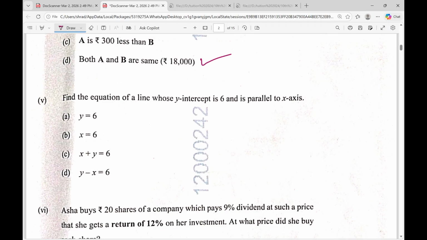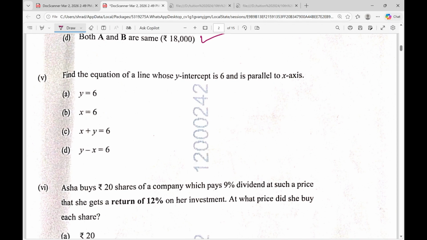Next one. Find the equation of line whose y-intercept is 6 and is parallel to x-axis. Y equal to constant. Y equal to mx plus c. C is the y-intercept, C is given 6. Parallel to x-axis means your m is 0. M 0 means y equal to 6. This one, y equal to 6 only.